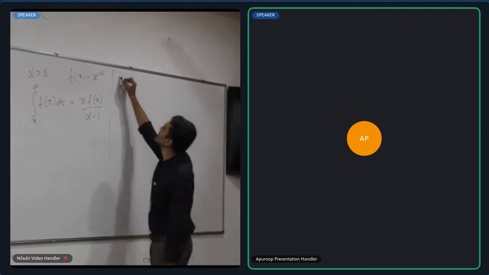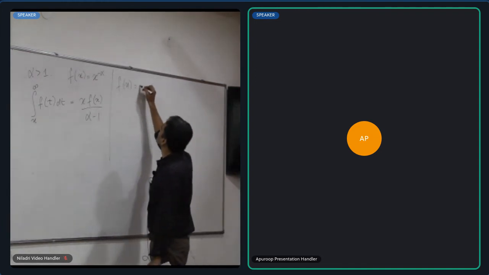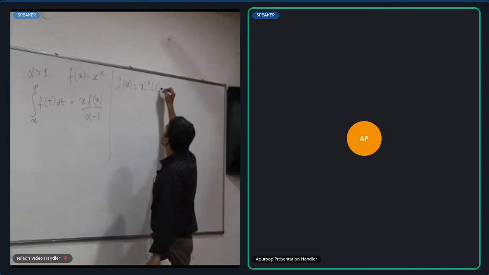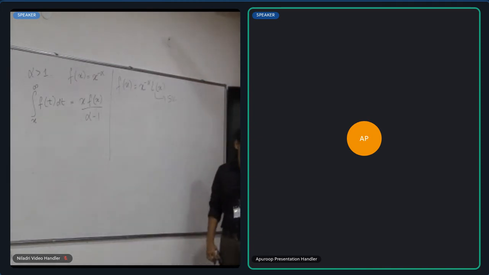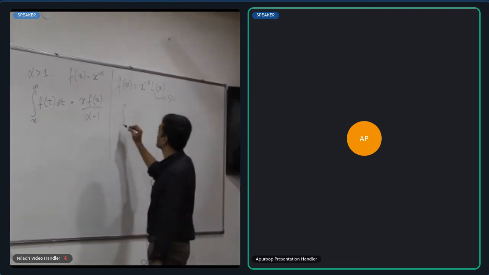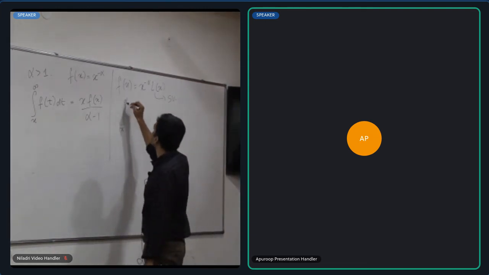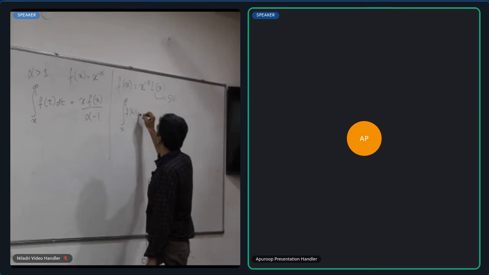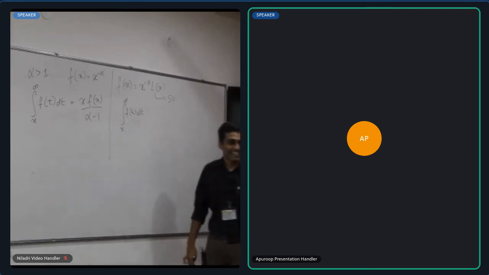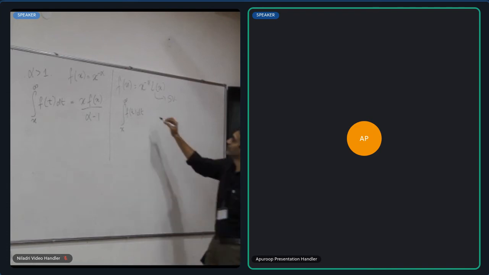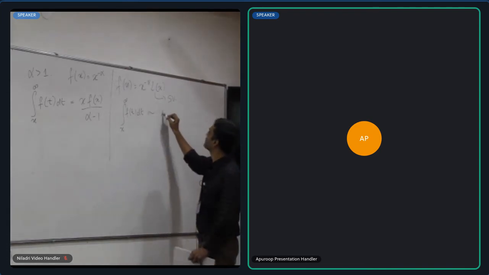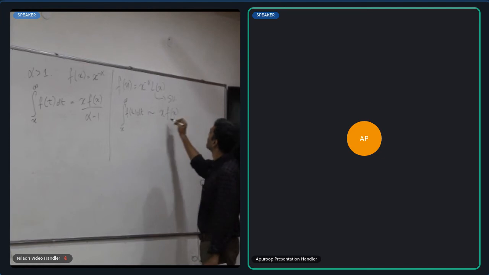Now suppose that f of x is of the form x raised to minus alpha times L of x, where L of x is slowly varying. In that case, it turns out that the integral from x to infinity of f of t dt will of course not have an exact representation of this kind, but as x becomes large, it is asymptotically equivalent to x times f of x upon alpha minus 1.